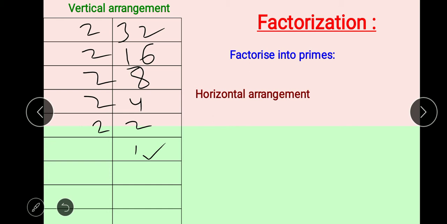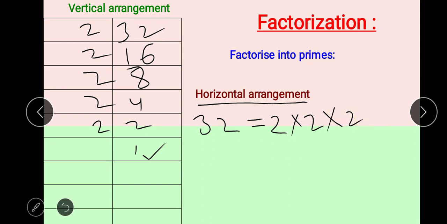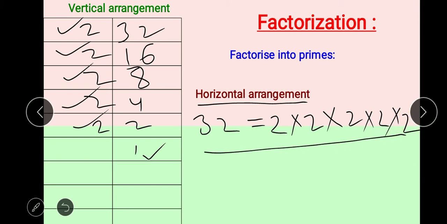We'll write it in horizontal arrangement: 32 is equal to 2 into 2 into 2 into 2 into 2. See how many 2's are there: 1, 2, 3, 4, 5. Five 2's are there. So this is the answer, students. This is the way you will factorize the number.